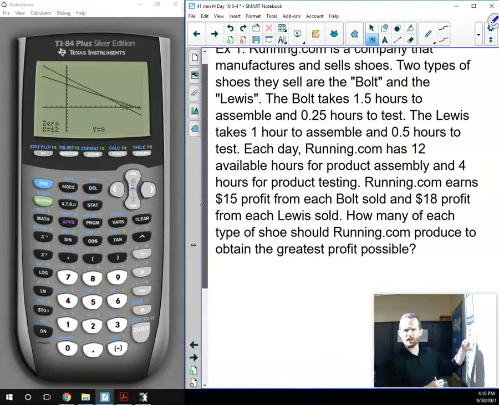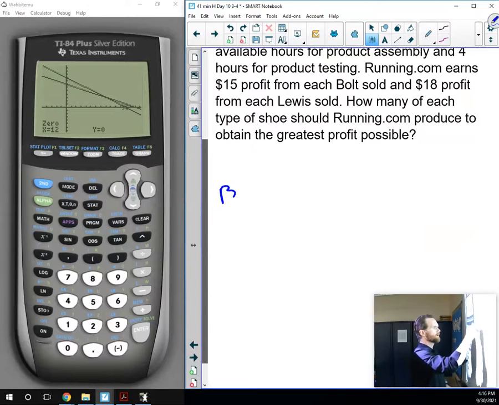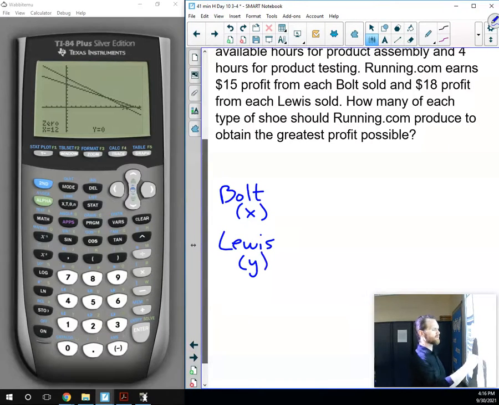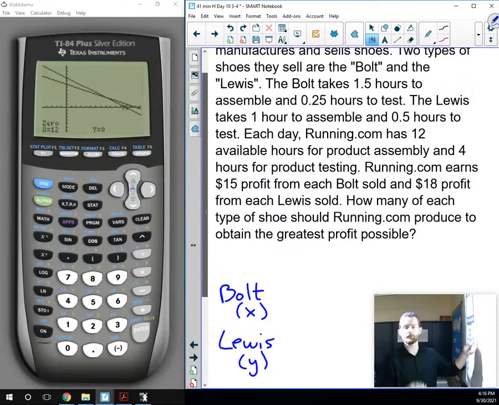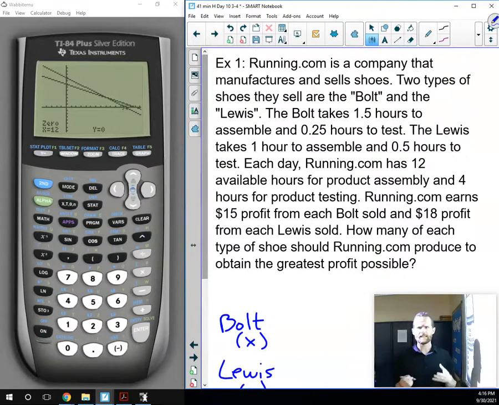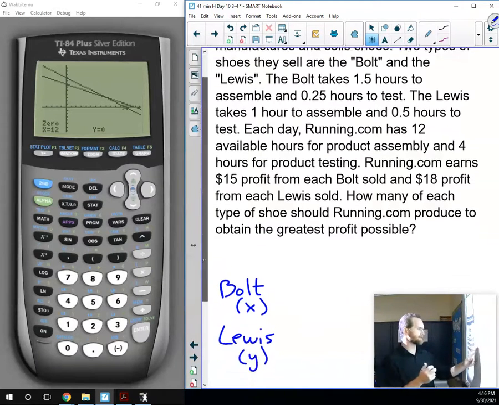We're comparing the two types of shoes. One is the Bolt, which will make X, and the other is the Lewis, which will make Y. It doesn't matter which one's X and which one's Y. I just pick those. Usually I make the one I see first X. Now, what are they giving us about these? They're talking about assembly time and test time.